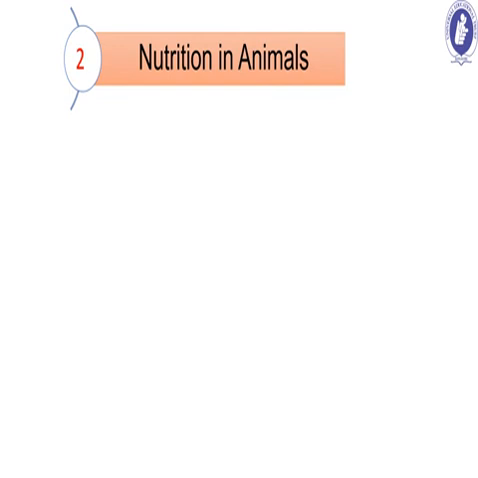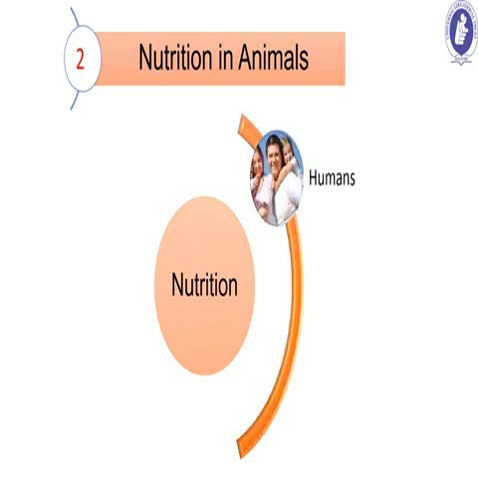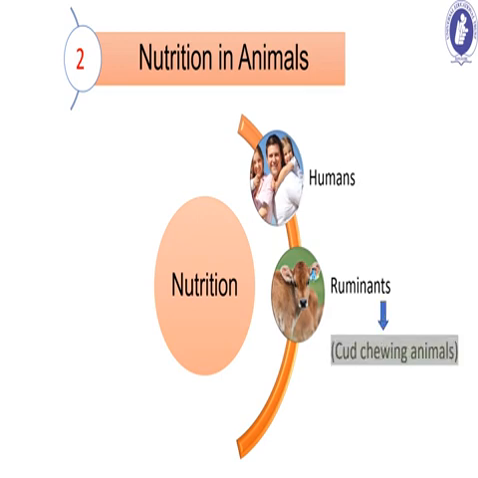Today we will look into the second lesson, Nutrition in Animals. In this lesson we will learn nutrition in humans, nutrition in ruminants. What are ruminants, by the way? Cud chewing animals are called ruminants. Animals like cow, sheep, goat, buffalo, all these are ruminants.